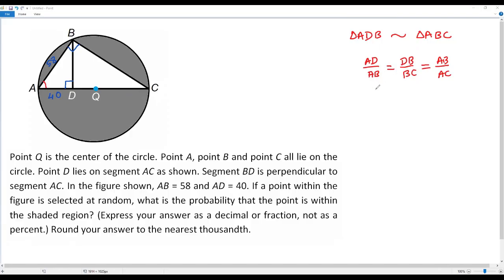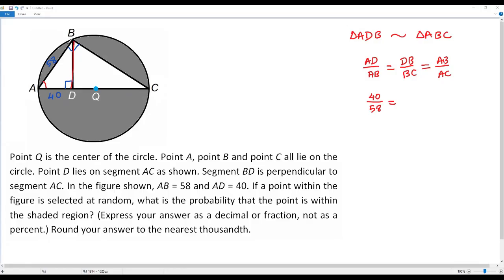Now let's plug in the known lengths. For AD, we have the length of 40. Let me plug in 40. And for AB, we have the length of 58. For DB, I don't have the length, but we can get the length of this line segment DB, because it is one of the sides of the smaller right triangle ABD, and we know the lengths of the other two sides. We can use the Pythagorean theorem to get the length of DB.